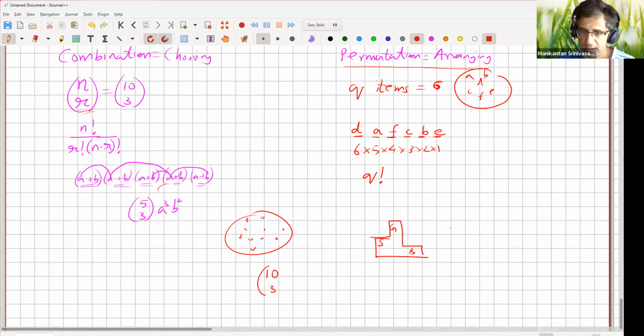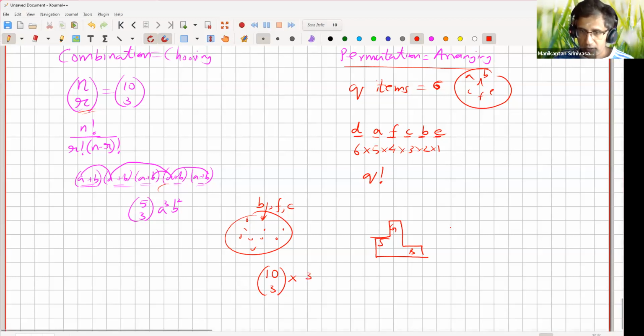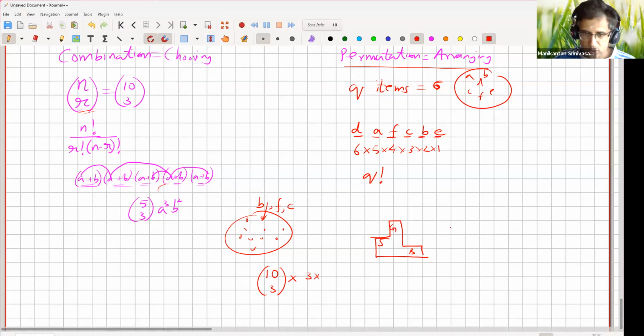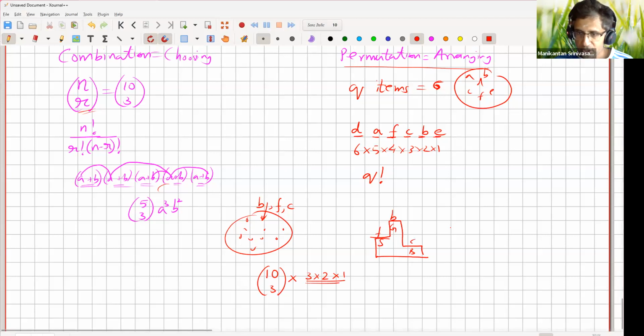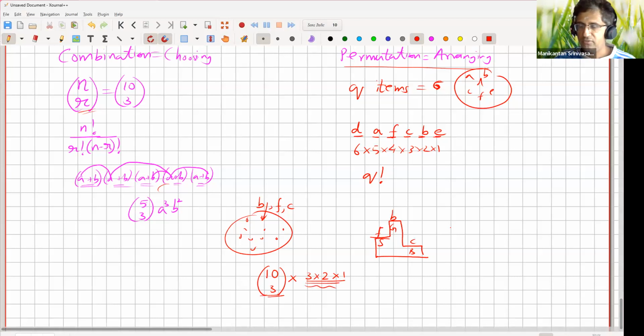So that's 10 choose 3. And then further, having decided the people who are going to win, let's say, out of the 10 letters A through J, B, F, and C are the prize winners. Having decided that, then you say who is going to be the gold. Let's say I decide that B is going to be the gold, F is going to be the silver, and C is going to be the bronze. So first you have to choose which are the prize winners. That's 10 choose 3. And then you have to arrange B, F, C in 3 factorial ways.